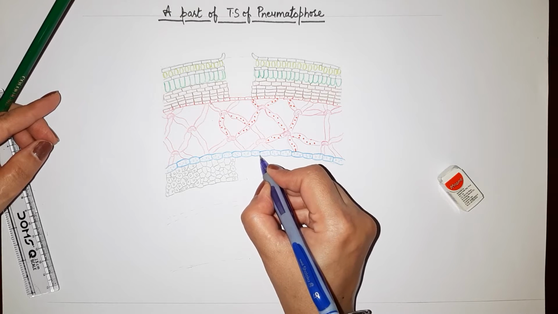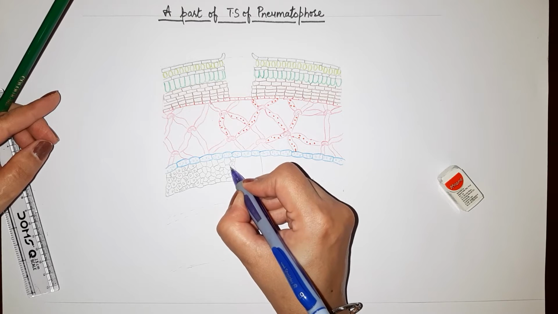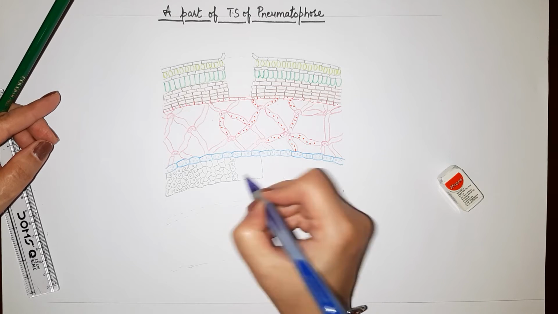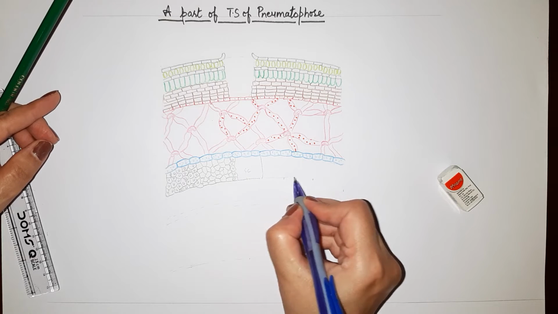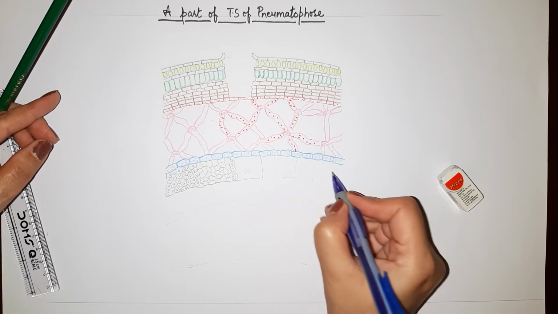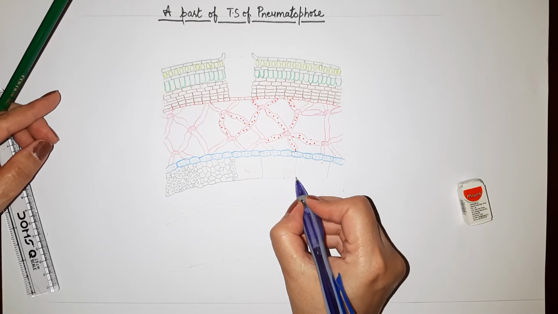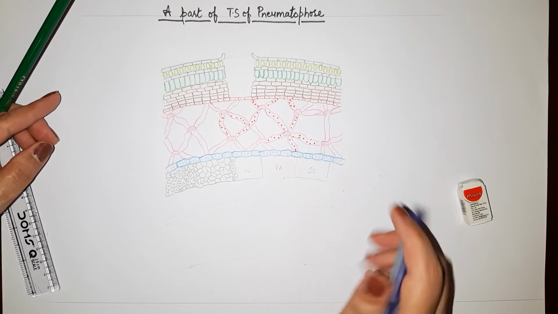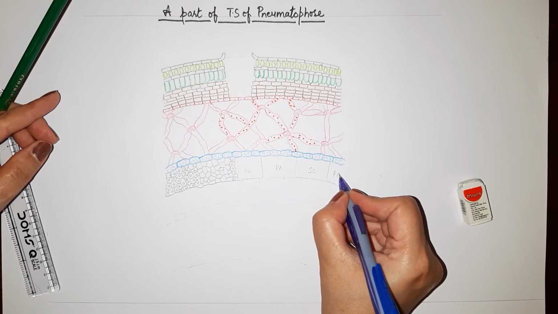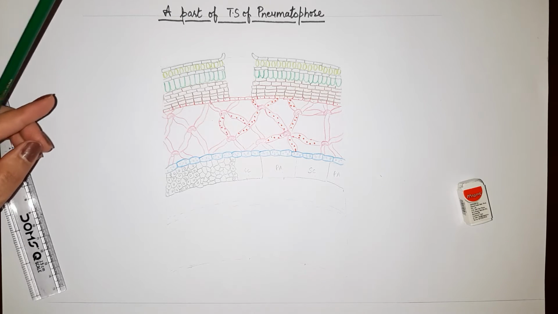Again, let's suppose you mark this much area with sclerenchyma. I can make the boundaries darker. So this will be sclerenchyma. Then again some area of parenchyma, and the third patch of sclerenchyma. So this way you have to show the alternating patches of sclerenchyma, parenchyma, then again sclerenchyma, parenchyma.